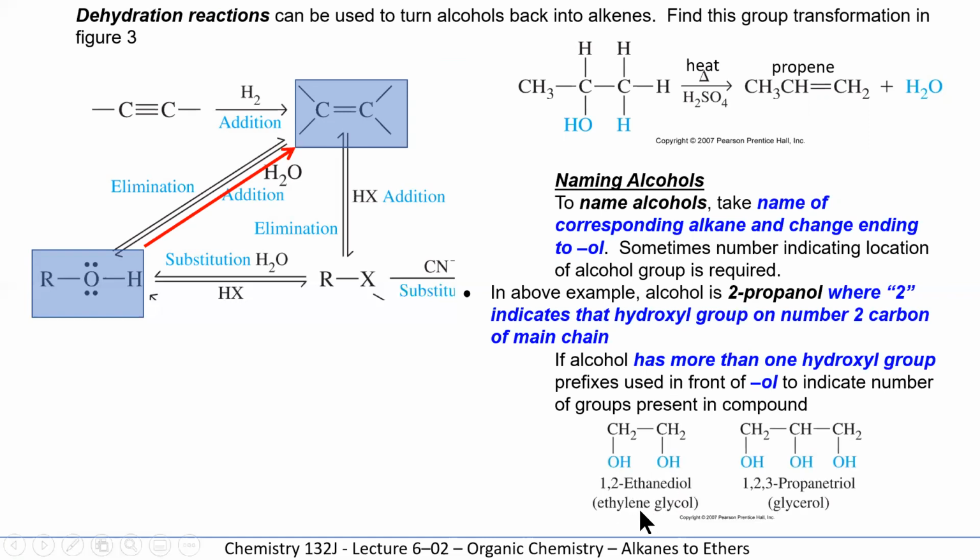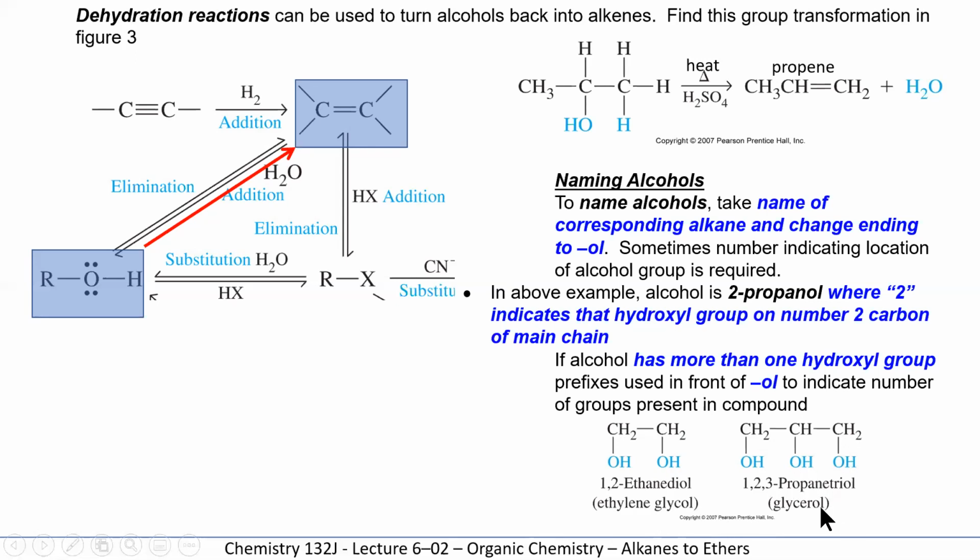In this case, this common substance here is antifreeze we use in our automobiles to prevent the fluid from freezing, to cool the car. So note that there is an OH group on each carbon. So it's two carbons. So we name this 1,2-ethanediol. Common name, ethylene glycol. And here is another substance, not antifreeze, sorry.